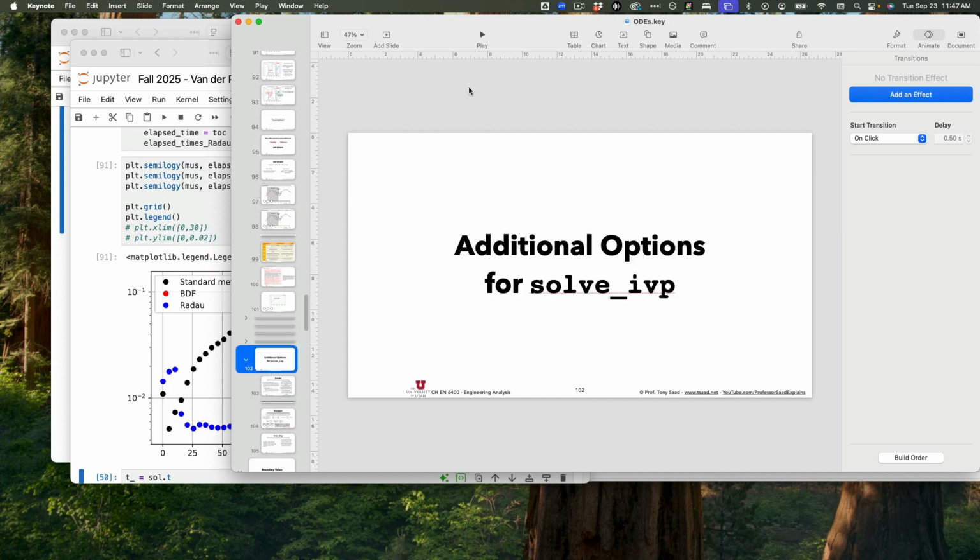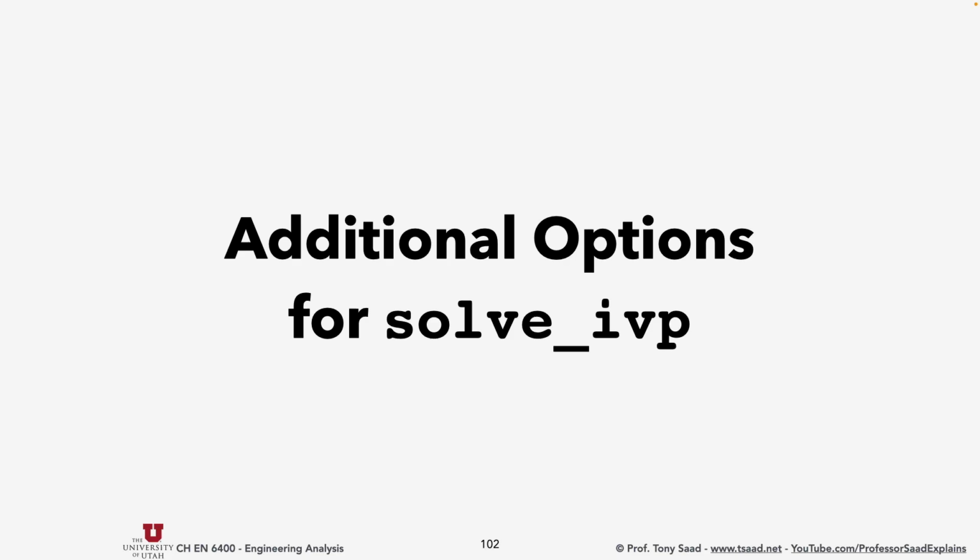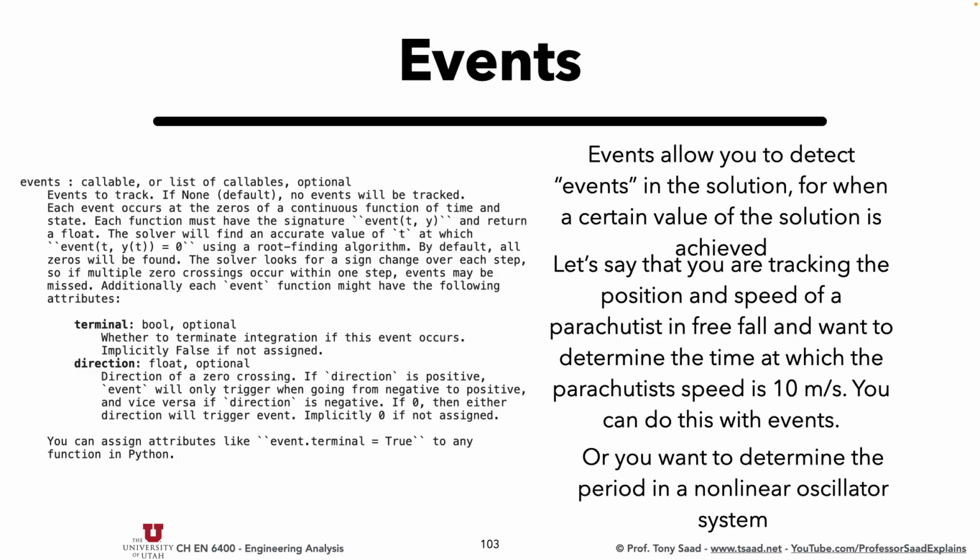Okay, two things for additional options for Solve IVP. The first one is there's an option called events. And events is a really cool property in Solve IVP that was introduced recently with this new Solve IVP. It allows you to detect things that are happening in your ODE solution. So for example, you're looking at reaction chemistry and you want to detect the time when your solvent reaches a certain concentration value. You're solving for concentrations.